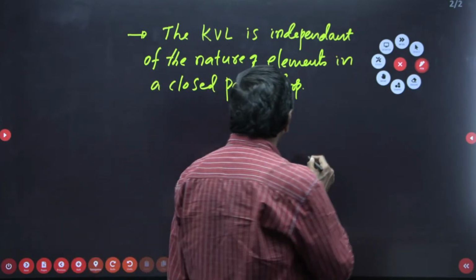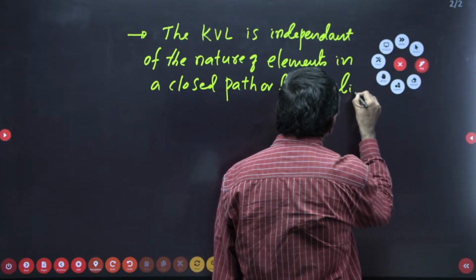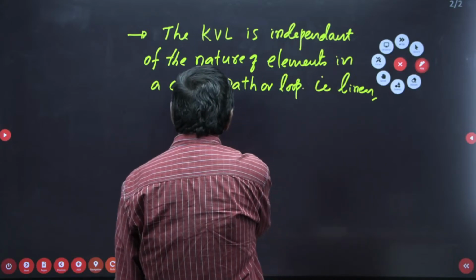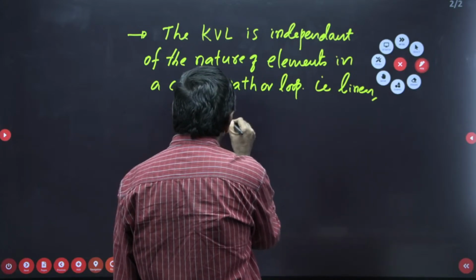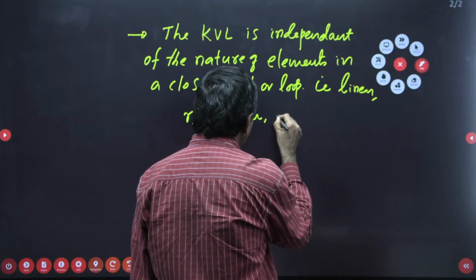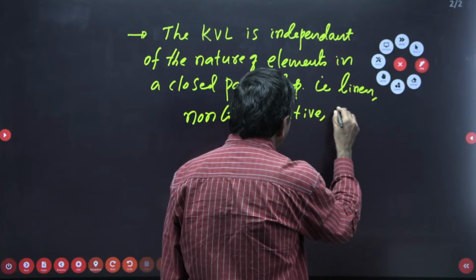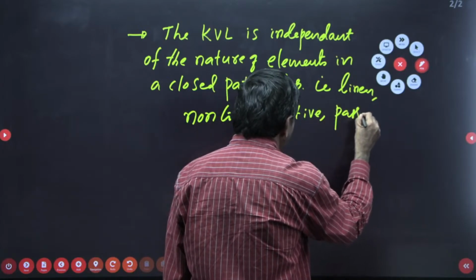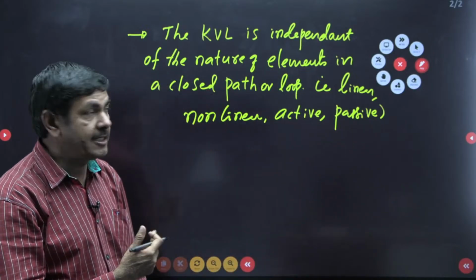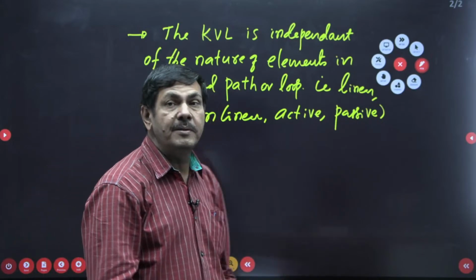That's why the element can be linear, non-linear, otherwise active, otherwise passive, also possible. Any one is acceptable. It is not dependent upon these elements. Understand my point now. But how can we form the mesh equation?